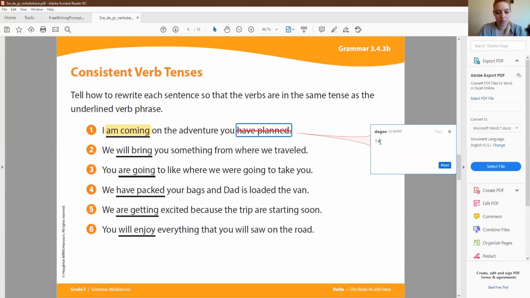I am coming on the adventure you are planning. And that's how I've changed that sentence. Am coming is future, are planning is future. So I have 2 verbs both in the future tense, so I know that is correct.